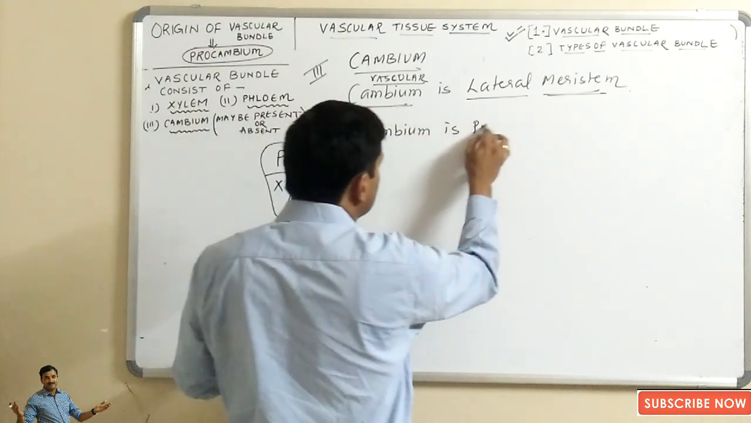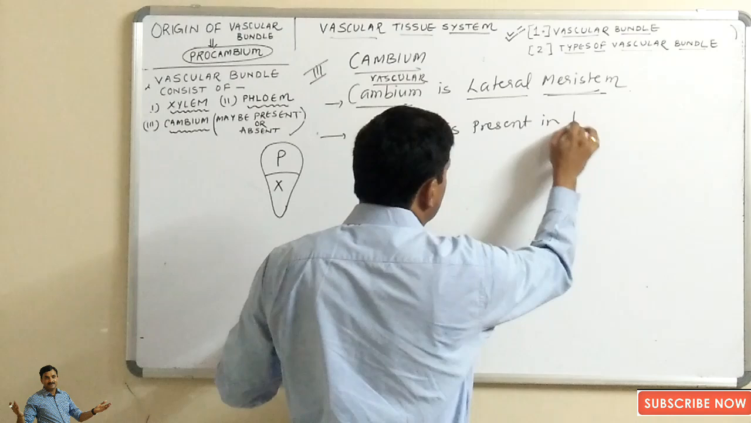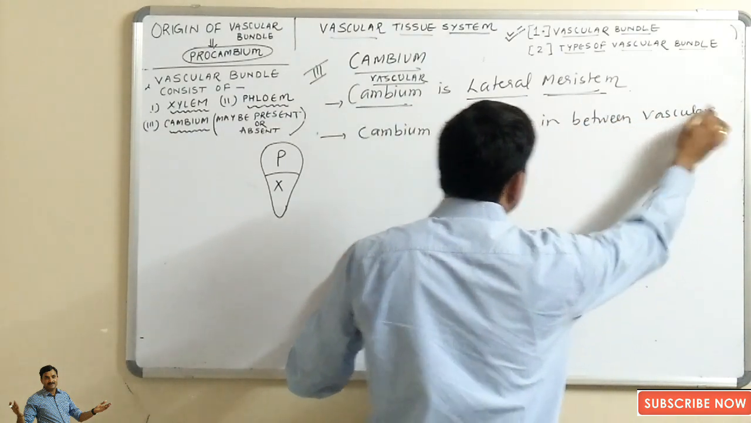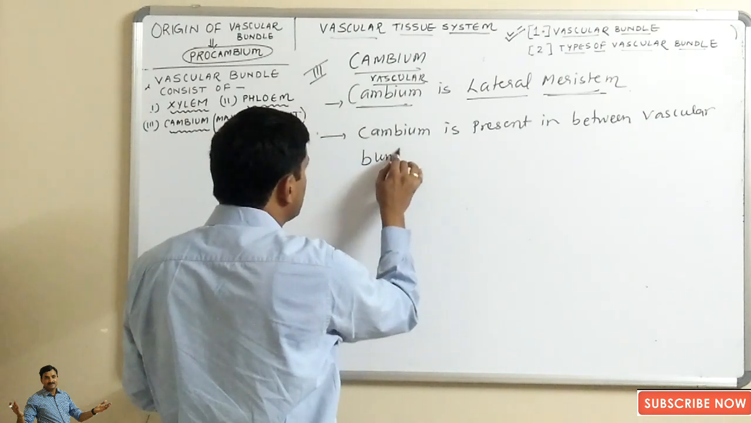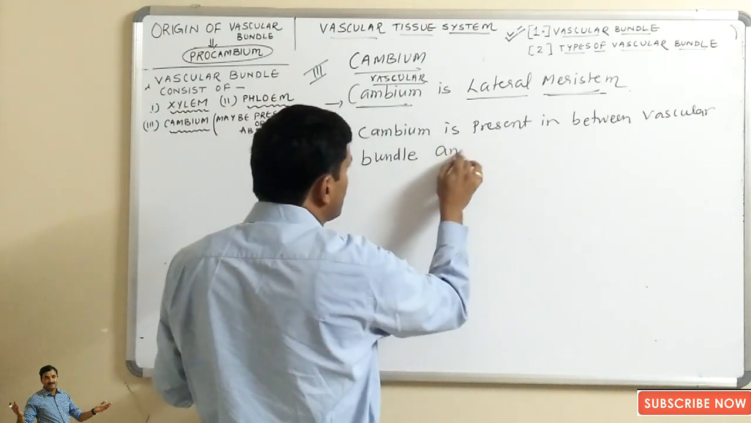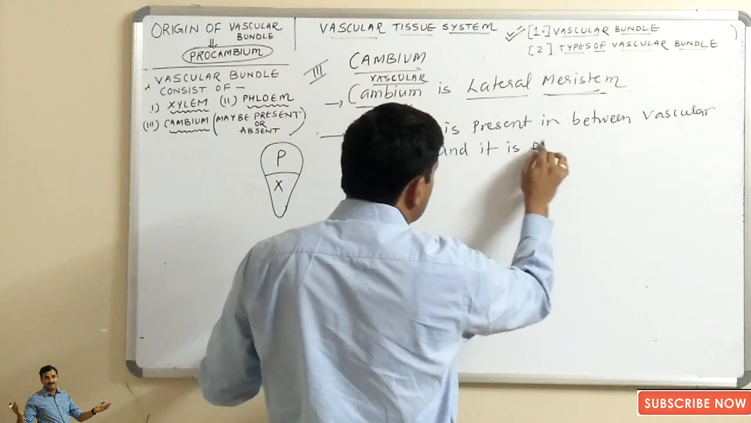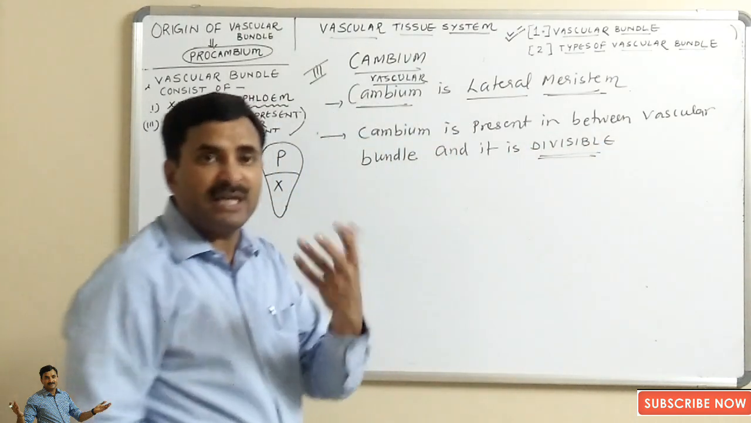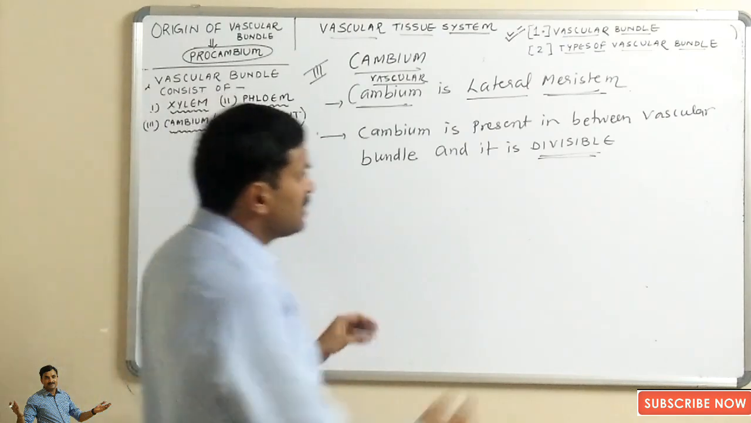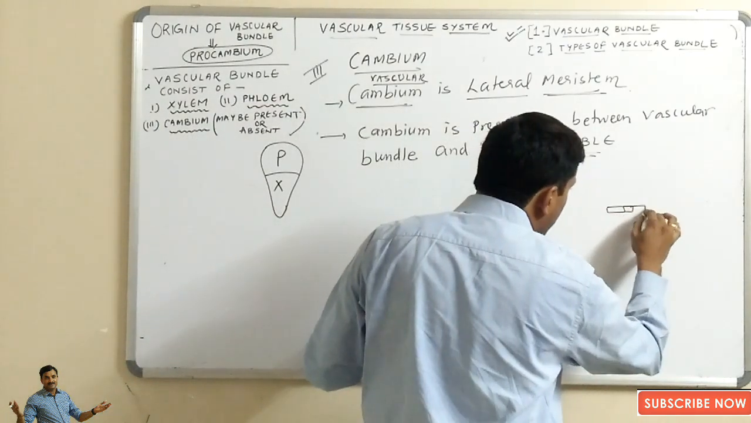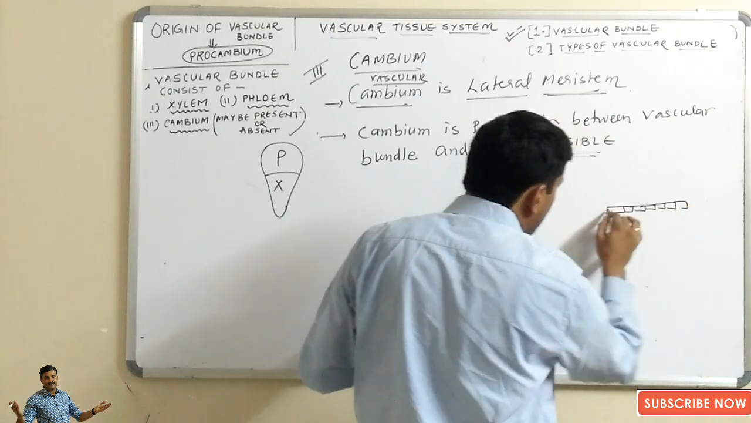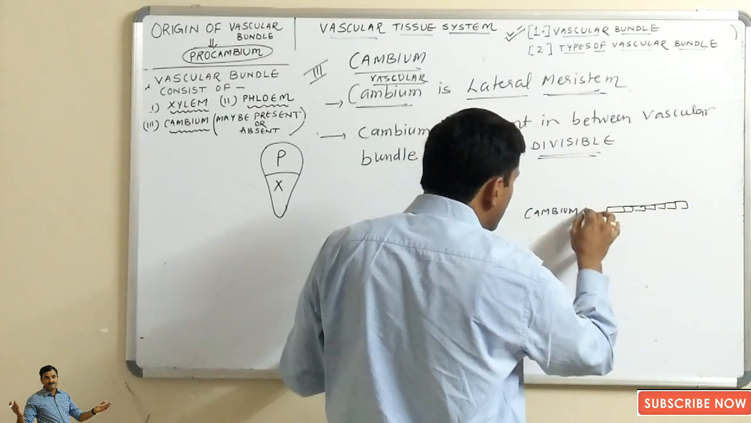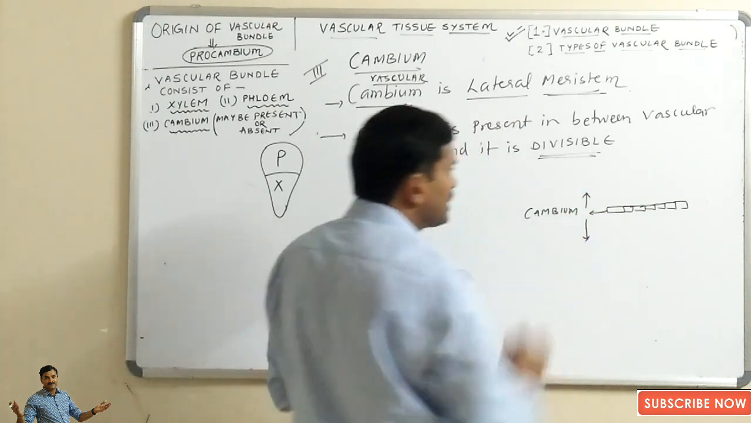is present in between the vascular bundle, and it is divisible. It is meristematic in nature and it is divisible. Say if this is the cambium, then what happens is that this cambium is divisible. It will divide here also, it will divide here also.